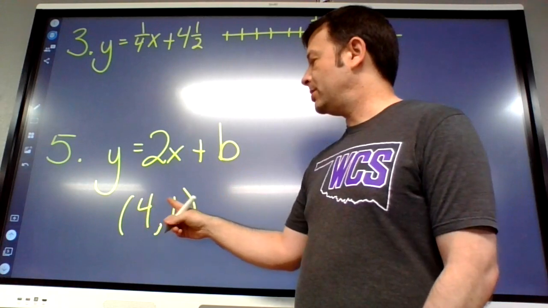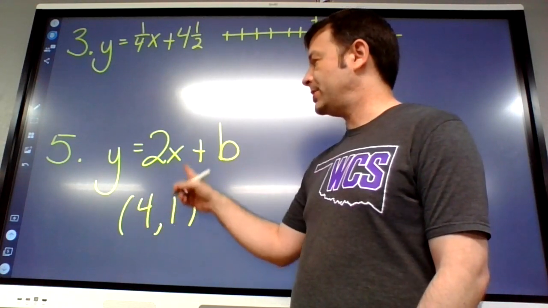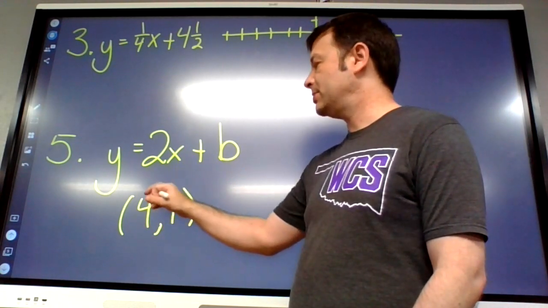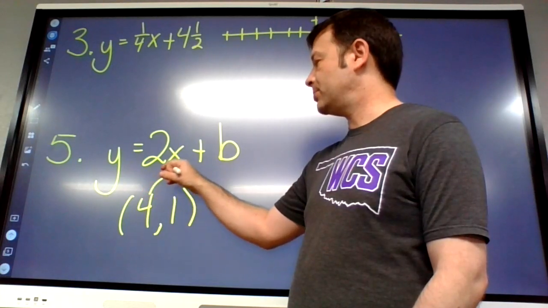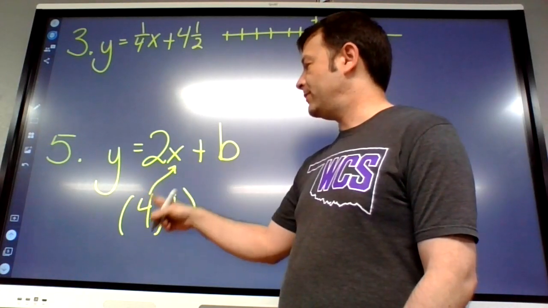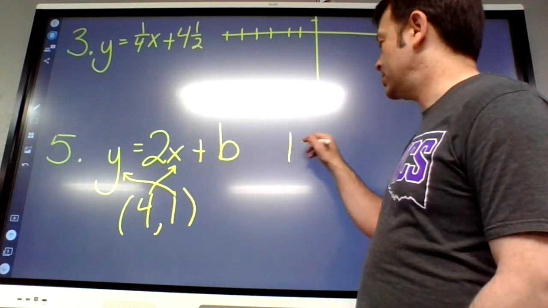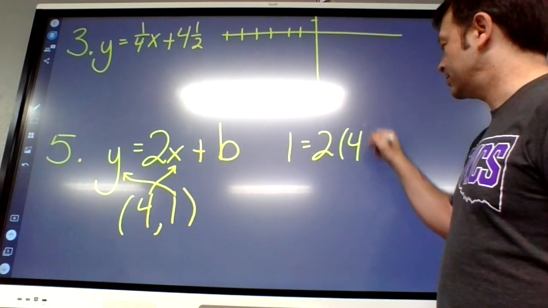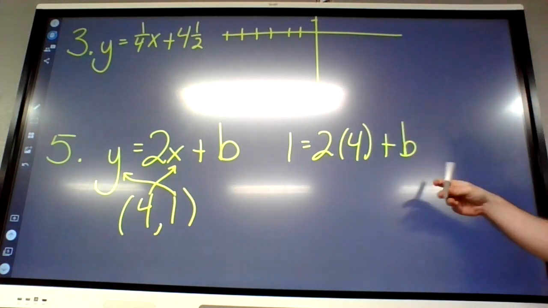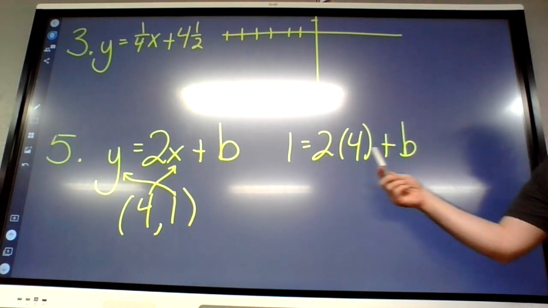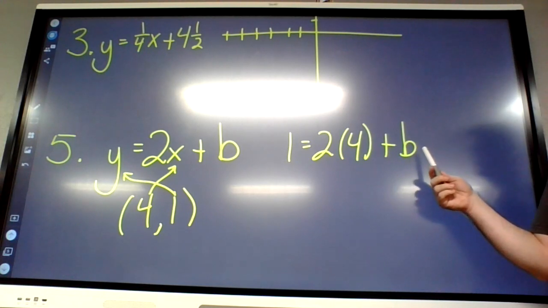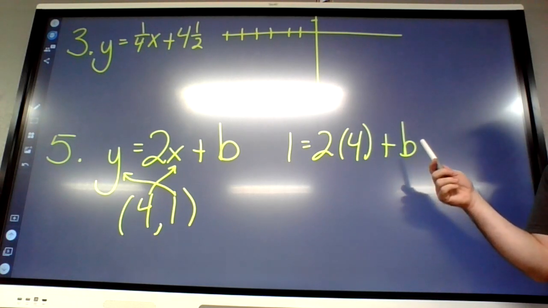Okay, 4 and 1 being on the line means it's a solution to this equation, so I can plug it in and it should work. So if I plug 4 in for x and 1 in for y, I get 1 equals 2 times 4 plus b. This is enough information to help me figure out what b must be.